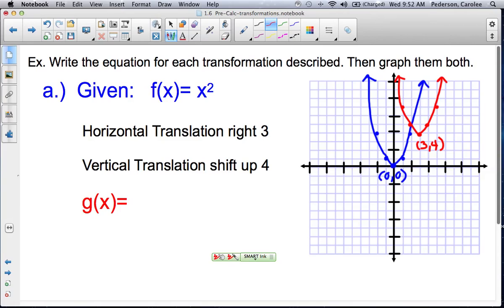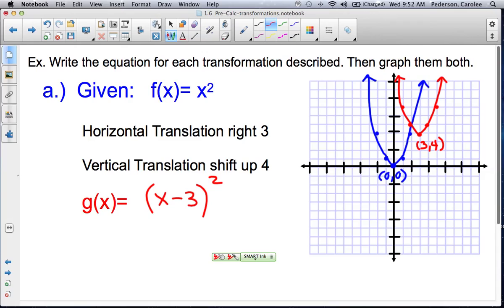The other thing we must do is write that function. So let's talk about the two things. If I have a horizontal change, all that stuff happens inside of the parentheses, inside of the function. And when I think of those, I have to think always opposite. I either have to reciprocate if it's a scale factor, or I have to change the sign if it's a translation. So let's talk about what's going to go in here. We're talking horizontal. Very good. X minus 3.